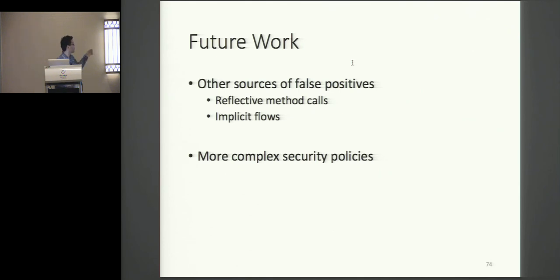So just some future work, we want to consider other sources of false positives beyond dead code, for example, reflective method calls, implicit flows, and so forth, and also think about more complex security policies beyond those captured by information flows.